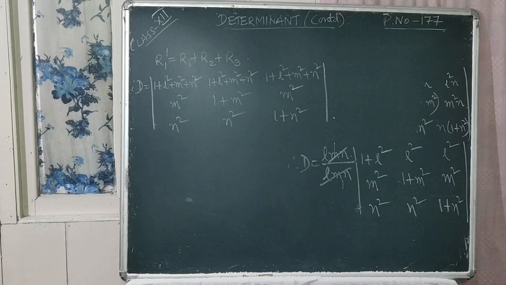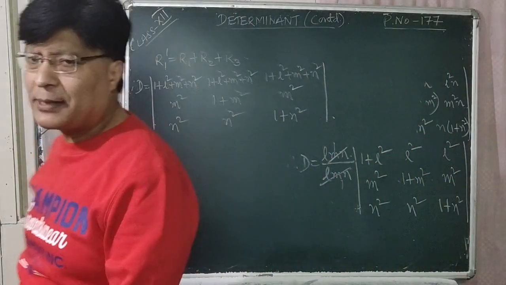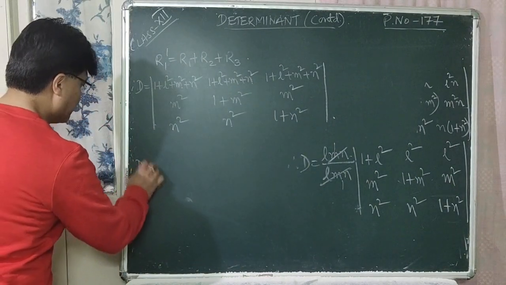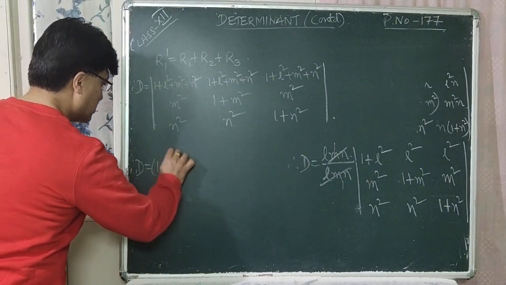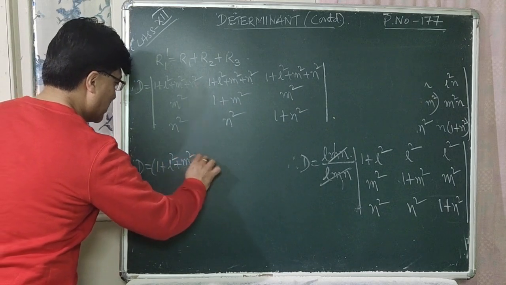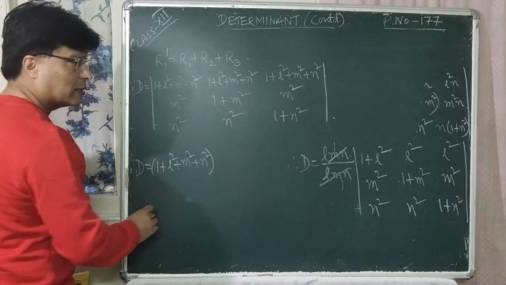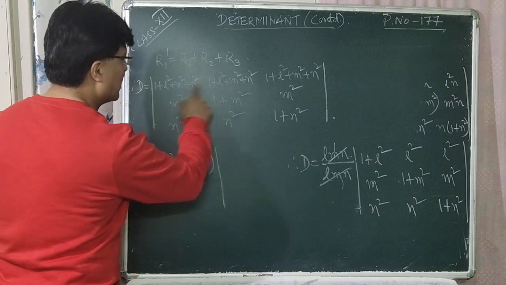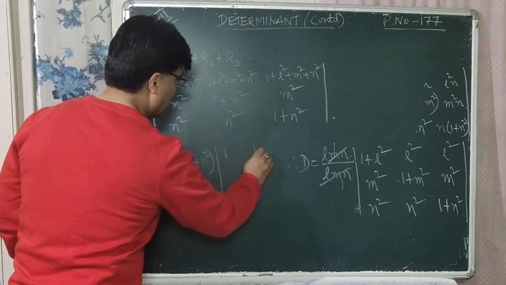So now, what will you do in the next step? You can take common here. That is D is equal to 1 plus l square plus m square plus n square taken common. Now what will be the first row? What is the first row? 1, 1, 1.